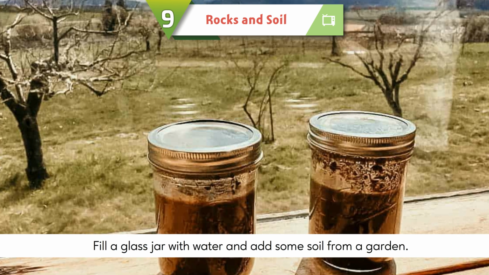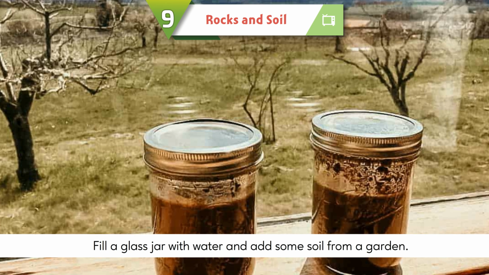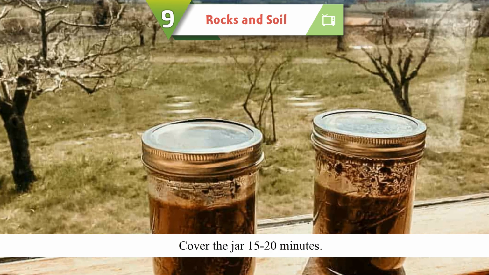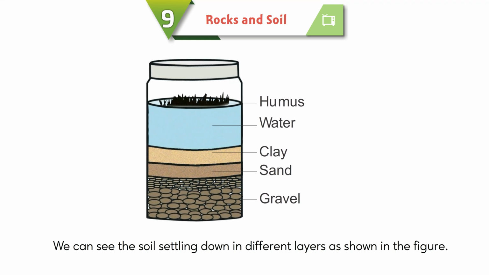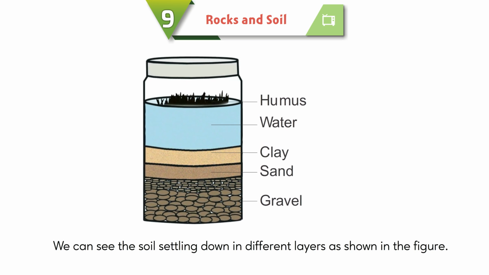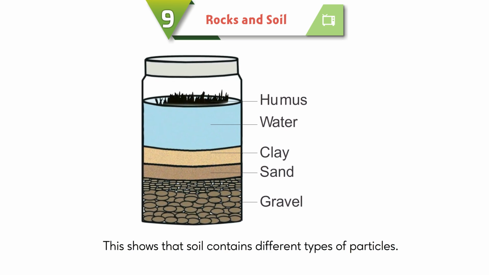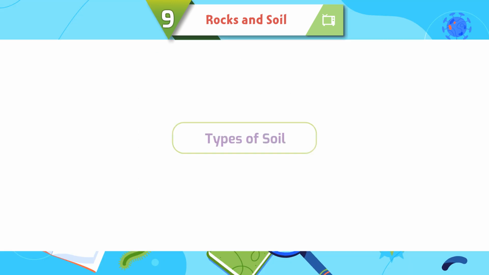Fill a glass jar with water and add some soil from a garden. Cover the jar for 15 to 20 minutes. We can see the soil settling down in different layers as shown in the figure. This shows that soil contains different types of particles.